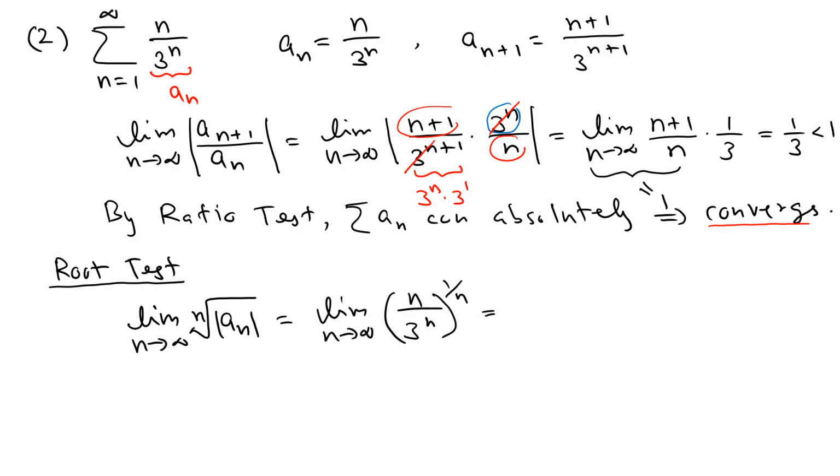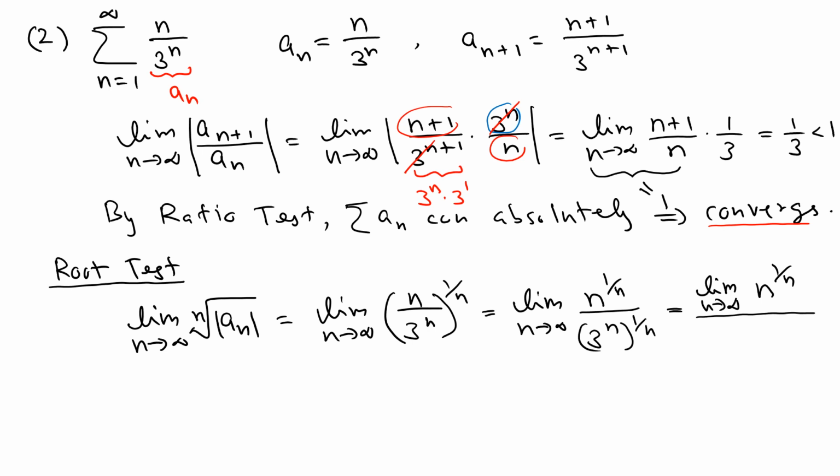Now we can split the root, so you can say limit as n goes to infinity of n to the 1 over n over 3 to the n to the 1 over n. Now what we can do is split the limit between the two. So you can write this one as the limit as n goes to infinity of n to the 1 over n. We know that limit is simply 1. And here, if you bring these two together, they cancel out.